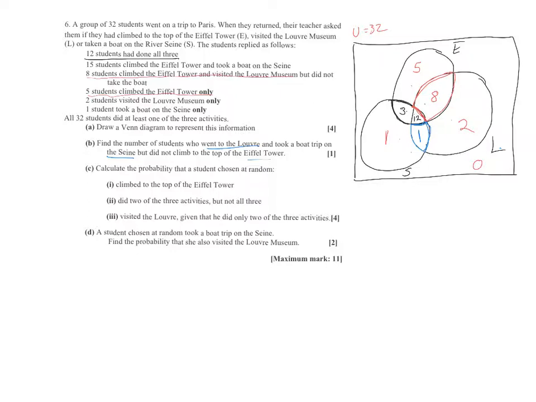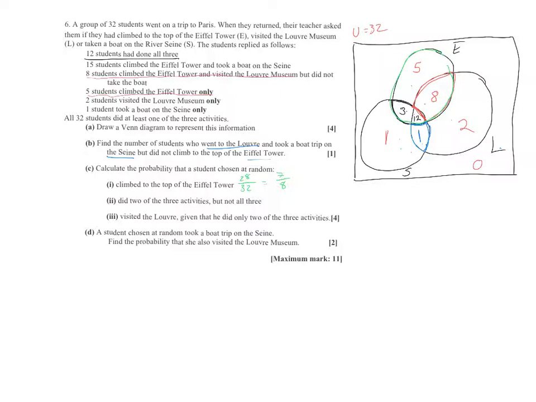We then, let's see, calculate the probability that a student chosen at random climbed to the top of the Eiffel Tower. All right, so top of the Eiffel Tower is any student that climbed to the top of the Eiffel Tower, so that's all of these guys. Okay, so that's all of them except for 4, right? So that would be 28. You can also add those up, but 28 out of 32, which is 7 over 8.